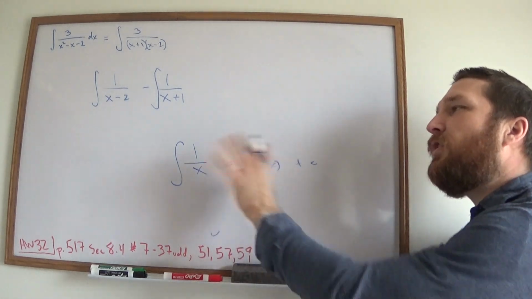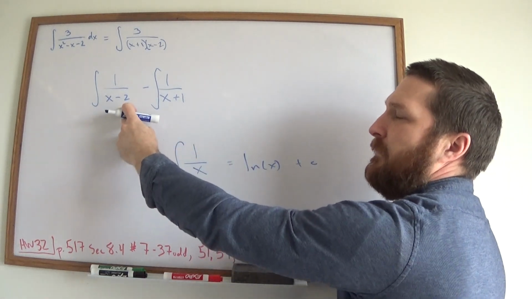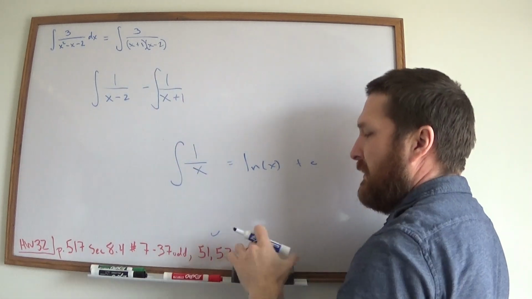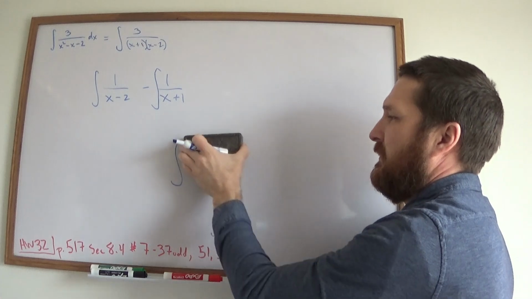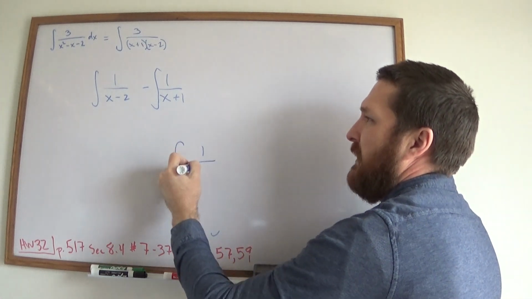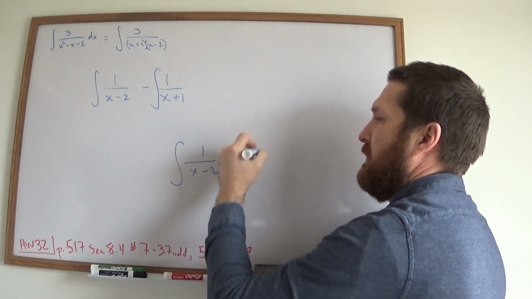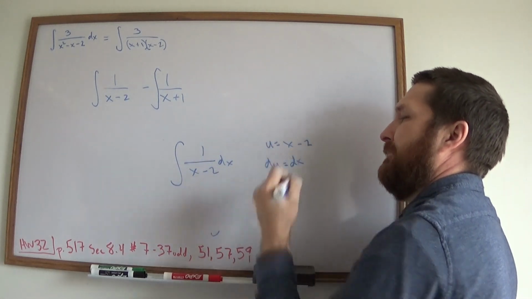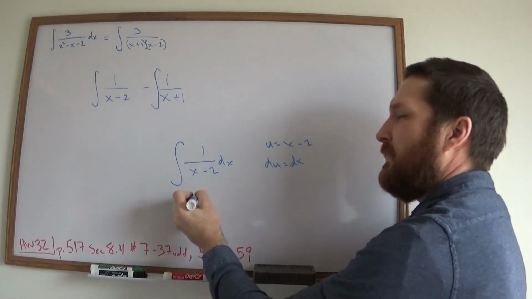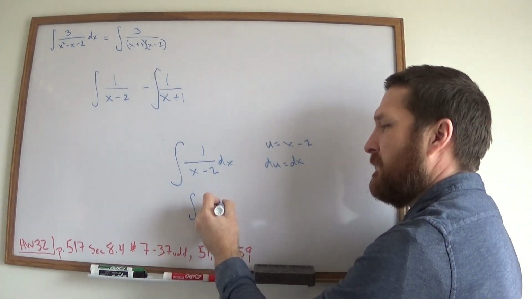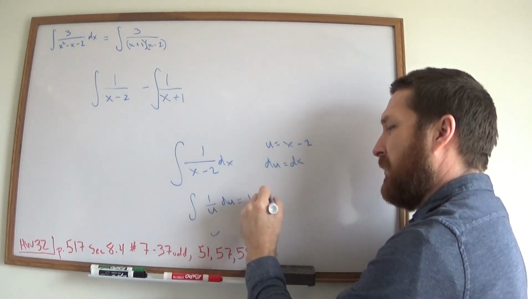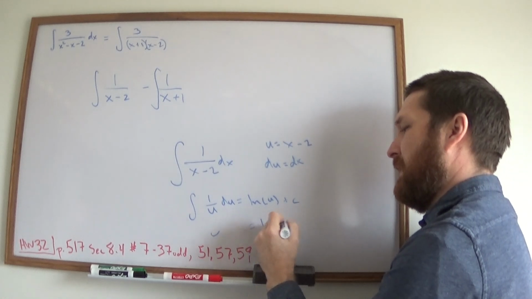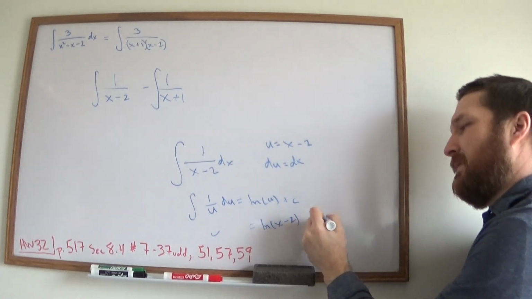And so now you could go through and do a u substitution here. The cool thing about this being just plain old x is that if you did a u substitution on this guy, watch what happens. So I have 1 over x minus 2 dx. u is x minus 2, du is just dx. And so this is the same thing as 1 over u, which is just log u plus a constant. But u is just x minus 2, so log x minus 2, plus a constant.